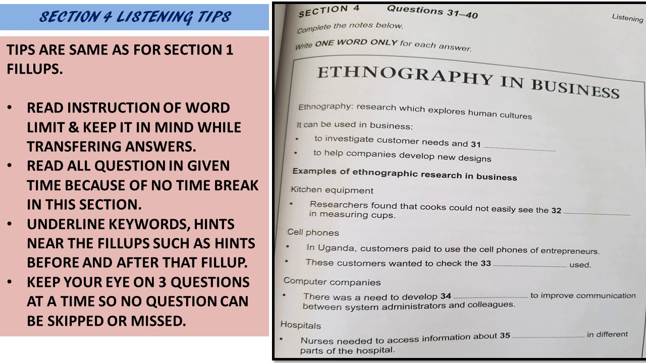Next is about computer companies. There was a need to develop dash to improve communication between system administrators and colleagues. Here they need something to develop to improve communication between their system administrators and colleagues. So what do they need to develop? You need to listen for that thing here. Another is about hospitals. Nurses needed to access information about dash in different parts of the hospital. So what information do nurses need to access? But whose information? It's easy. Here you can predict your answer. What do nurses need? Obviously they need the information about the patients.